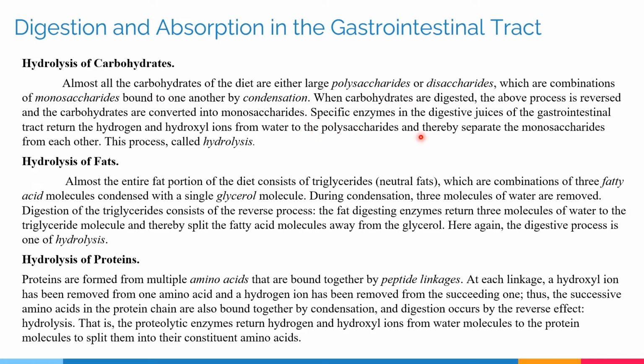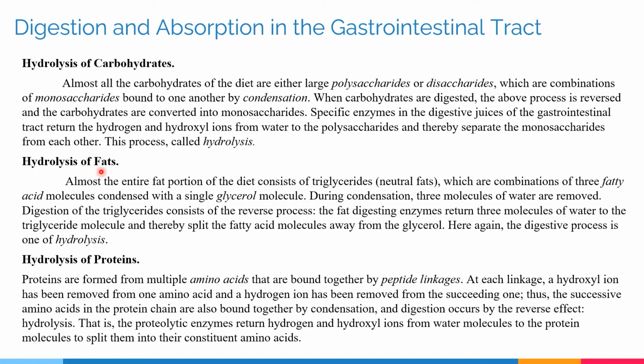Specific enzymes in the digestive juices of the gastrointestinal tract return the hydrogen and the hydroxyl ions from water to the polysaccharide and thereby separate the monosaccharides from each other. This process of addition of water molecules to another macromolecule is known as hydrolysis.